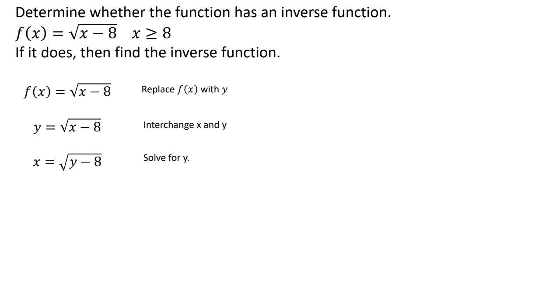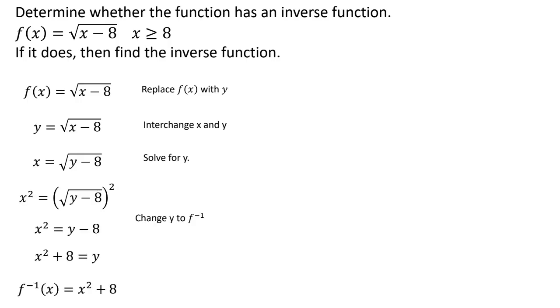To solve for y, I'm going to square both sides, and I'm going to get x squared is equal to y minus 8. Then I'm going to add 8 on both sides, and I'm going to get x squared plus 8 is equal to y.